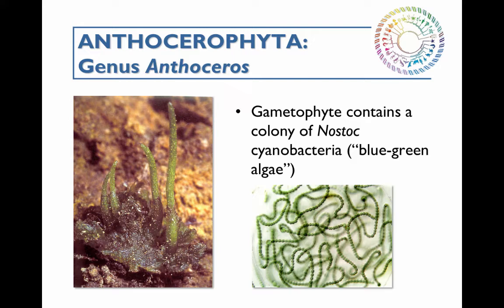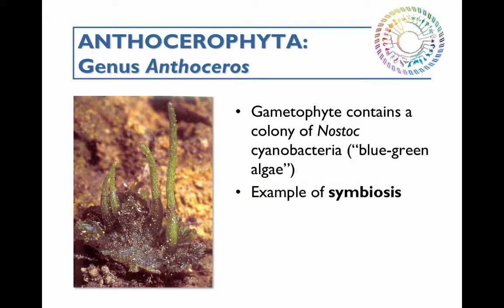So essentially, these Anthoceros plants are cultivating or farming the nostoc cyanobacteria inside the gametophyte. This is an example of what we call symbiosis. Symbiosis is a mutual relationship in which both partners benefit.